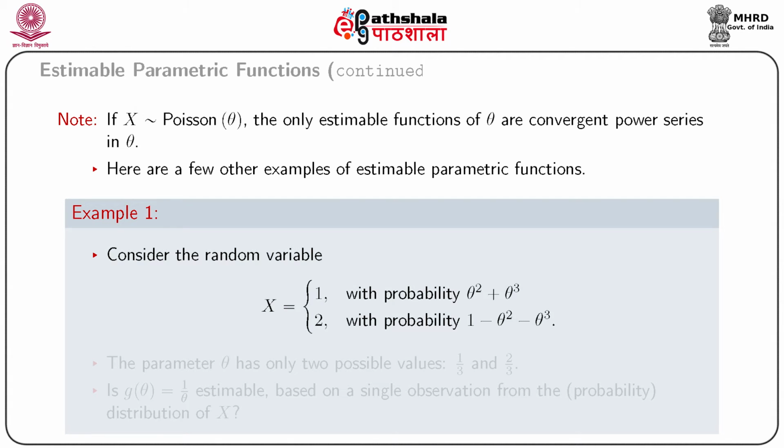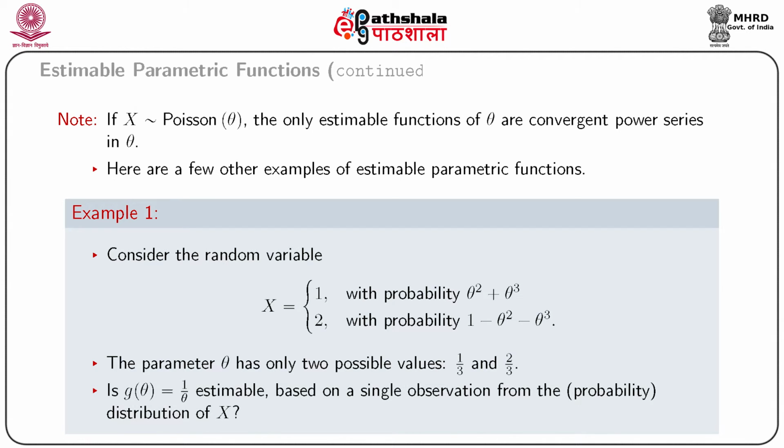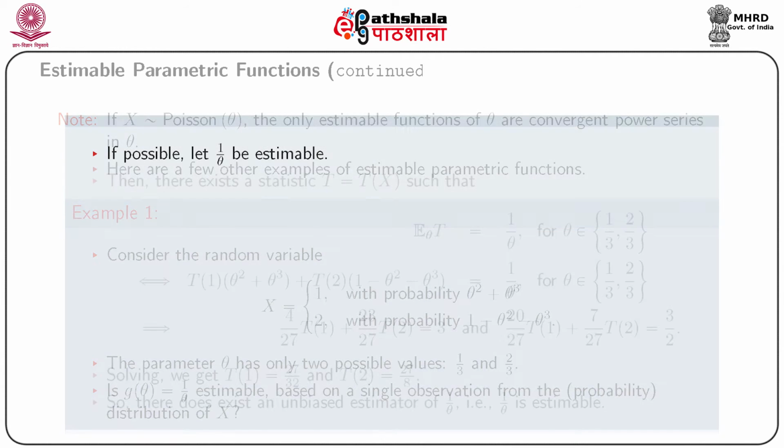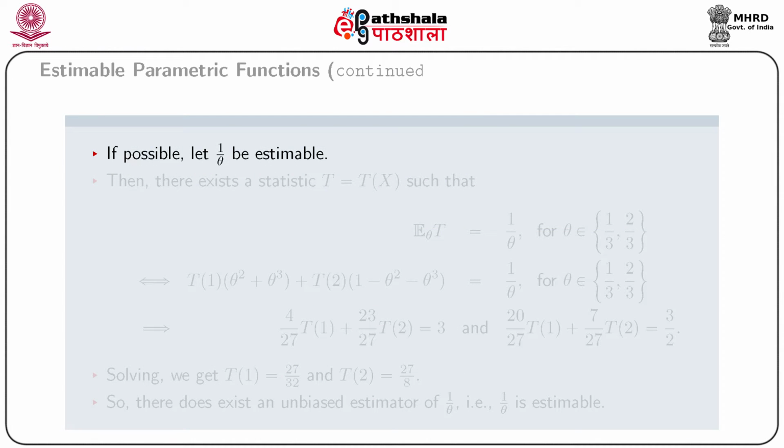Consider another example. Suppose a random variable X takes only two values 1 or 2 with respective probabilities theta square plus theta cube and 1 minus theta square minus theta cube, where the unknown parameter theta can take only two possible values 1/3 or 2/3. On the basis of a single observation X, suppose we want to see whether the function 1 by theta is estimable or not. If possible, suppose 1 by theta is estimable.